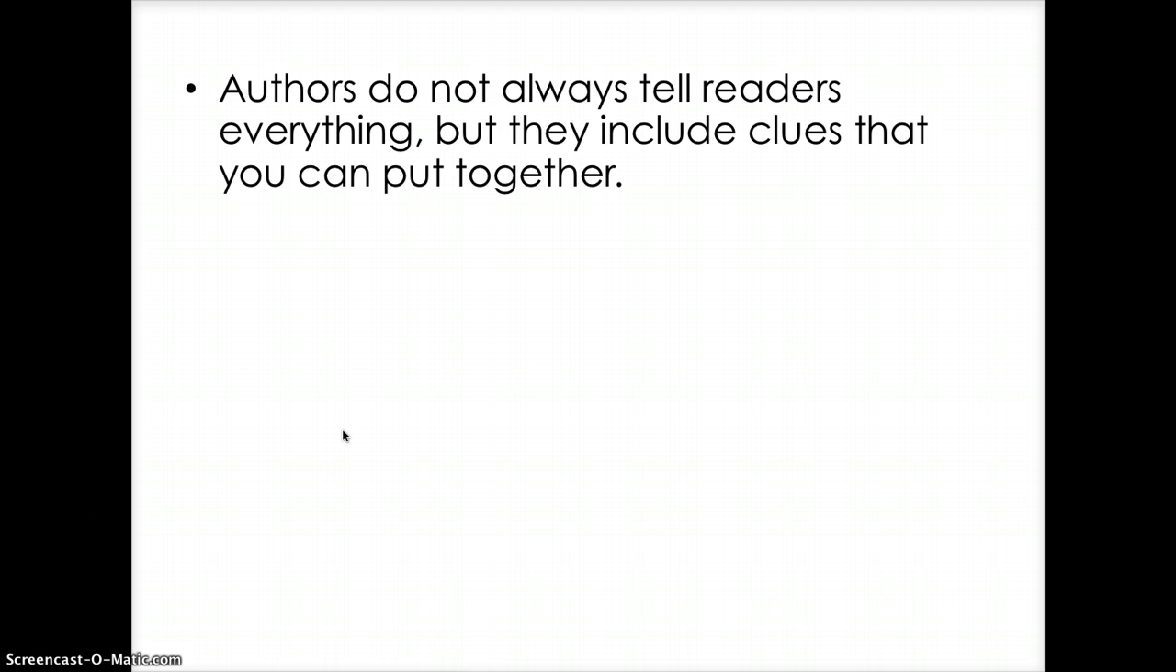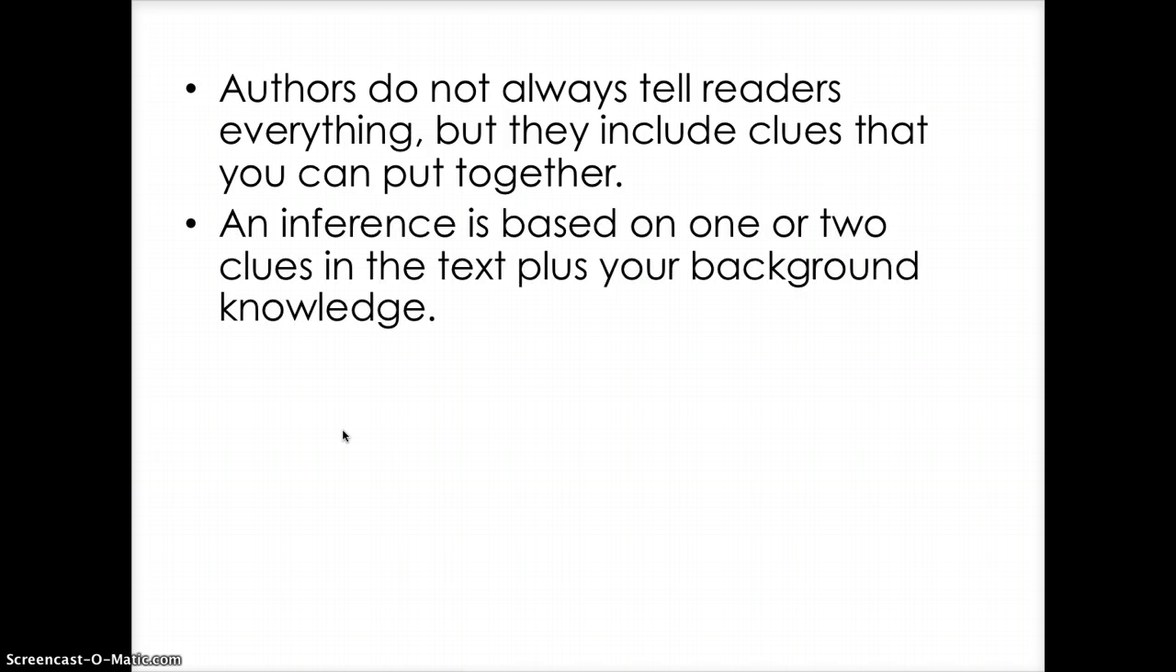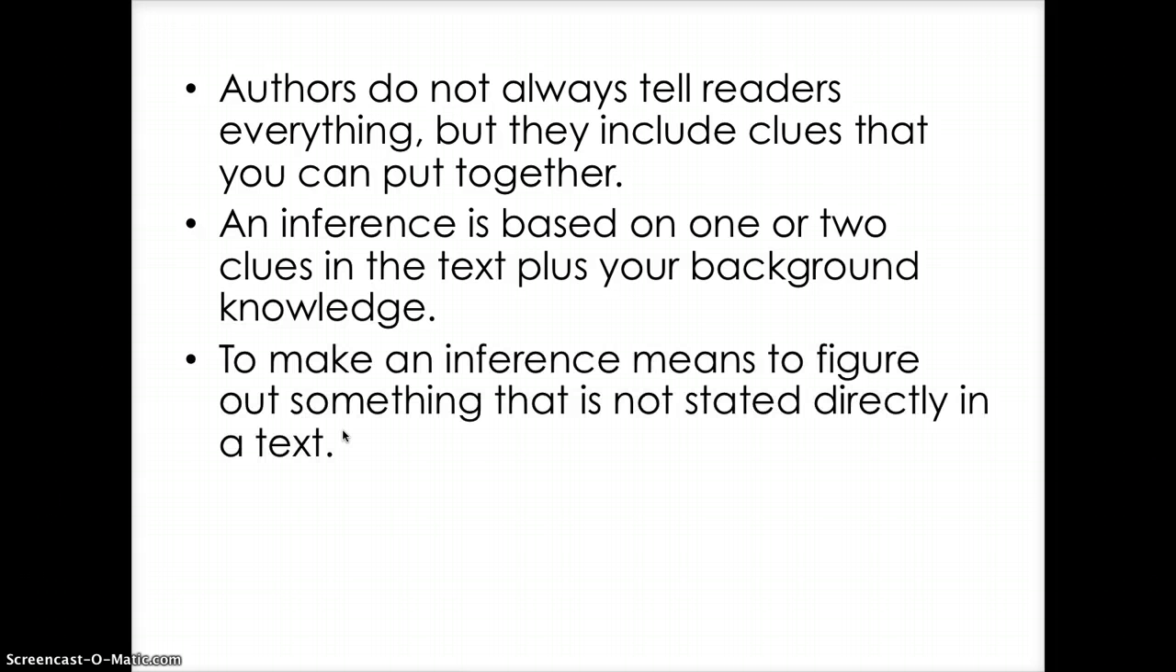Okay? So, in conclusion, when we look at inferencing, authors do not always tell readers everything. Otherwise, books would be so incredibly long. And they want you to do some of the work. So they include clues that help lead you in a direction. An inference is based on one or two clues in the text plus the background knowledge you bring into the book. To make an inference means to figure out something that is not stated directly in a text, something that the author doesn't say. It's hinted at, and you have to collect things and put them together.